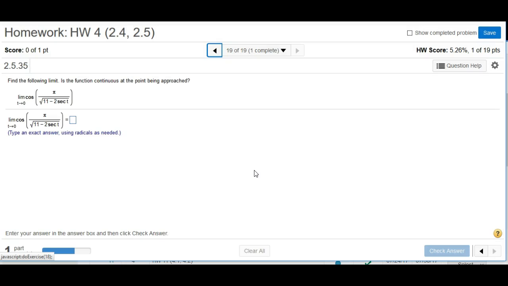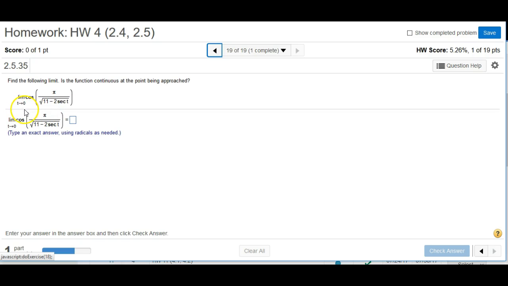So let's go forward to the last problem. So now we want to find this following limit. Is the function continuous, again, at the point being approached? So the limit as t approaches 0 of pi over 11 minus 2 times the secant of t, all under the square root. So the only place we have t is actually in the secant of t. So secant of t is 1 over cosine of t, right? So 1 over cosine of t.